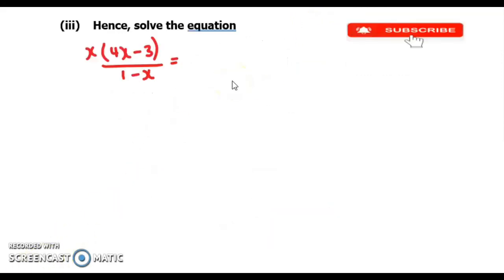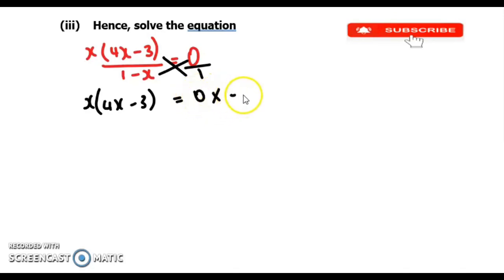So we already know the answer for the solution, which we just did from part 2 of this question. So we have it equal to 0. So this is connected to the last question that we looked at. Because it is equal to 0, we're now going to cross multiply to see what we have. So if we put this information over 1 and cross multiply, we're going to get x, open bracket, 4x minus 3, close bracket. And for this one, we're going to have 0 times 1 minus x.